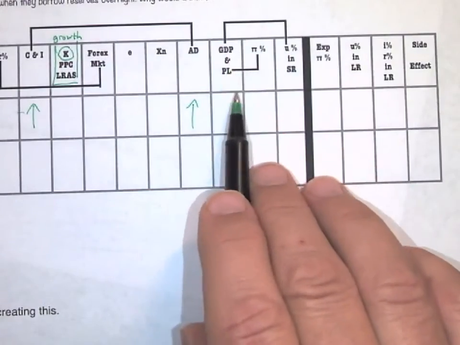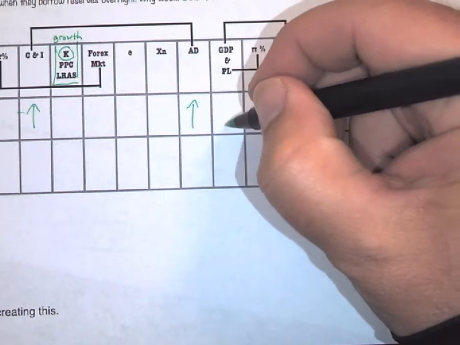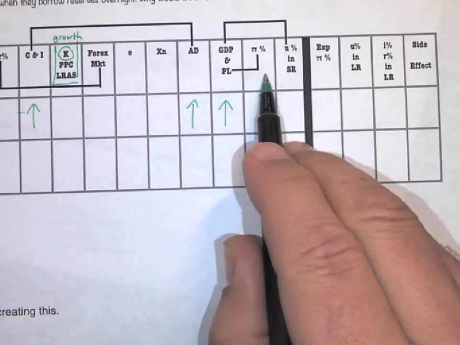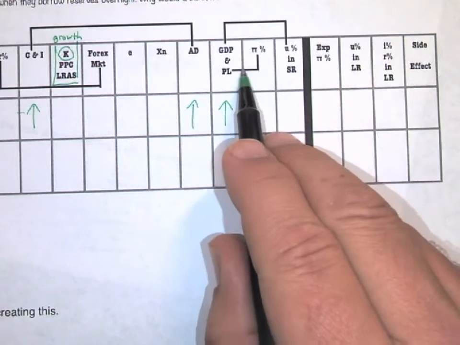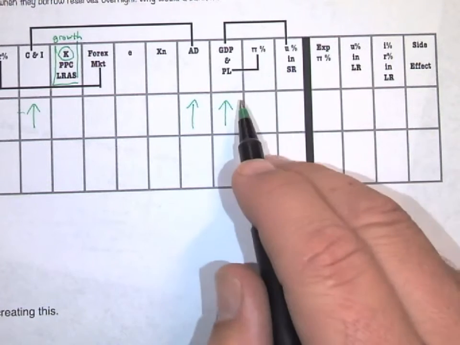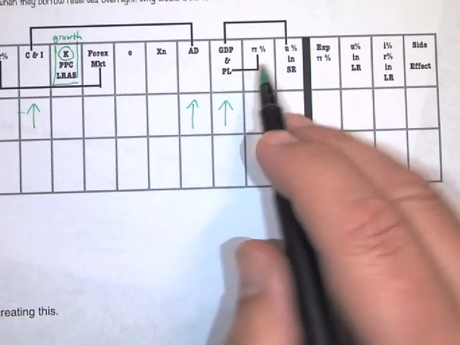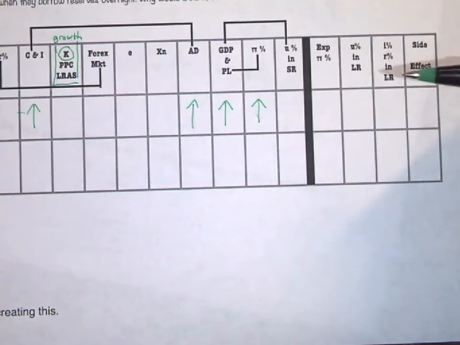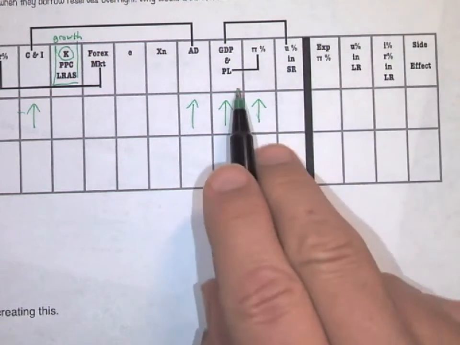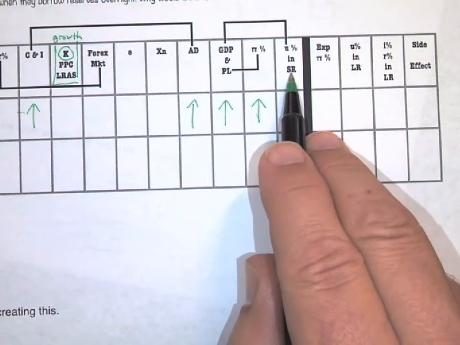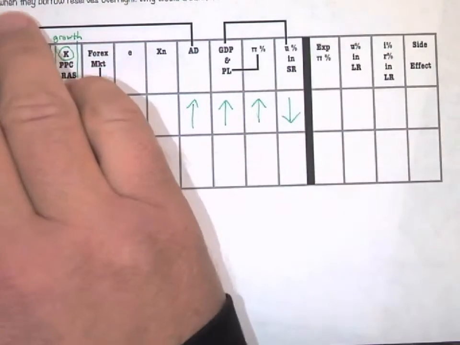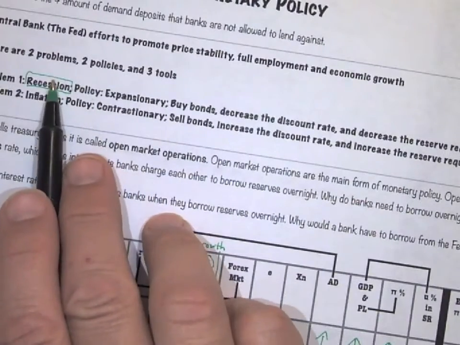So aggregate demand goes up. I know GDP and price level will go up. Price level is tied to inflation. That's what this little bracket is right here. Unfortunately, we do get GDP to go up, but what it causes when businesses compete for resources is inflation. Now, unemployment in SR. SR is short run. So unemployment is going to decrease, and that was the goal, because a recession is when we have unemployment.